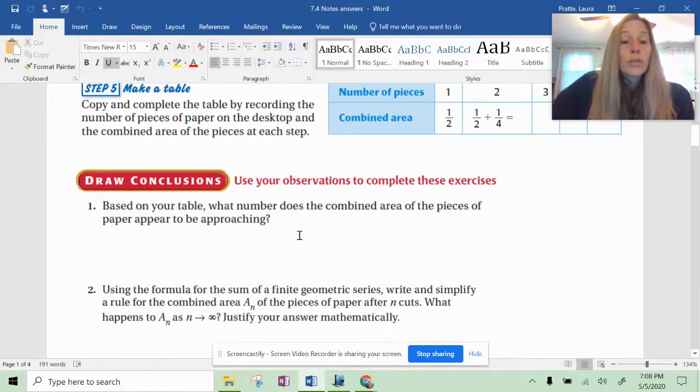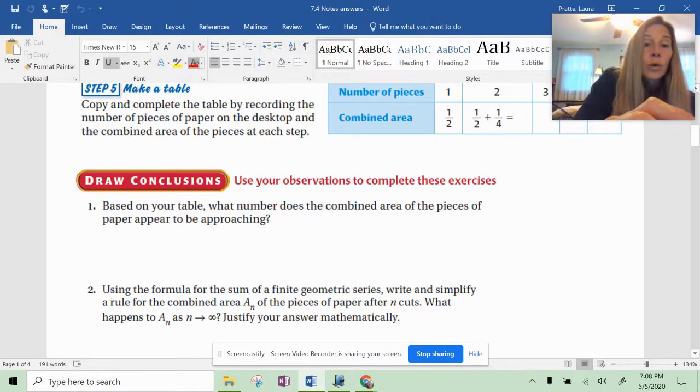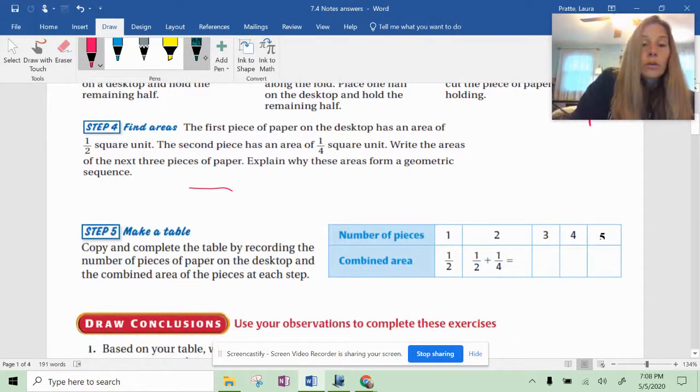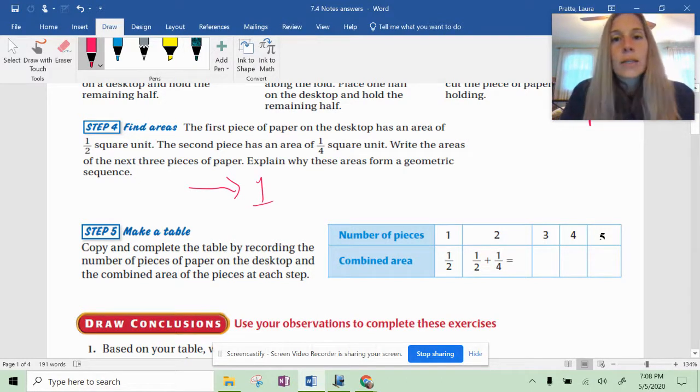So it said, based on your table, what number does the combined area of the pieces of paper appear to be approaching? And that's where we said it's going to be approaching 1, because you notice it got to 0.98, 0.99, and then it would just keep going 0.9999 on your calculator and so forth.